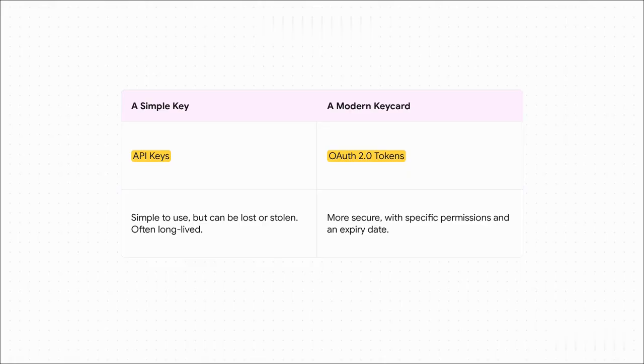First, there are API keys. You can think of these like a simple old-school metal key. Yeah, it works, but if you lose it or it gets stolen, whoever finds it has full access until you can change the locks. On the other hand, you have OAuth 2.0 tokens. Now, these are like a modern hotel keycard. They can be programmed with very specific permissions, like you can only access the gym, and they automatically expire after a while, which makes them way more secure.